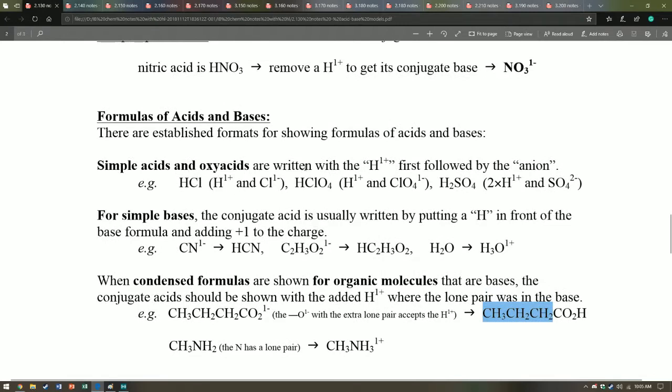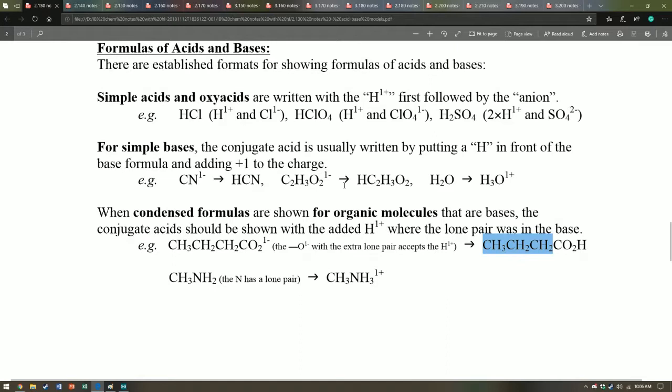For simple acids and oxyacids, you can just write those polyatomic ions that you remember. You could just add H's to them to get the acids. So hydrochloric acid is HCl, with Cl minus there. Sulfuric acid is H2SO4, which is 2 times H plus and SO4 2 minus. For simple bases, the conjugate acid is usually written by putting an H in front of the base formula. So CN minus becomes HCN. Ethanoate ion becomes ethanoic acid, and then water becomes hydronium.